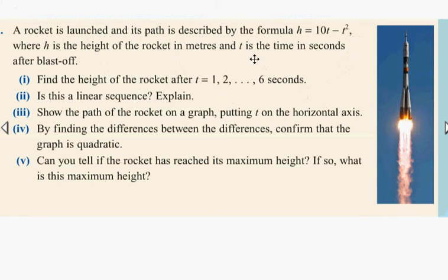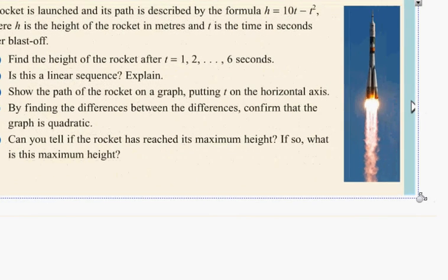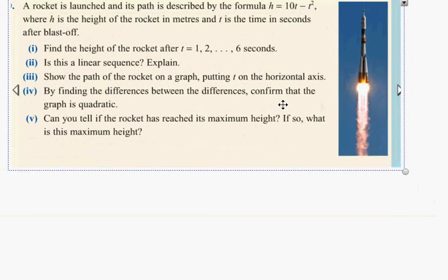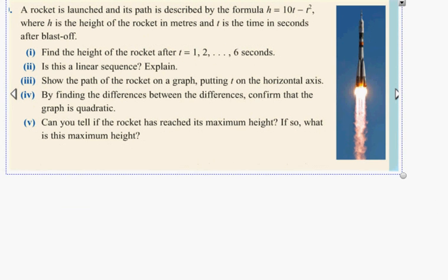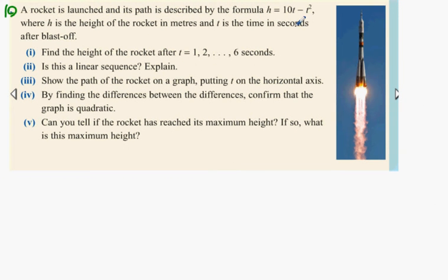Okay, finally, rocket ship. Now, a rocket is launched and its path, this is question 10, is described by the following formula, where h is the height of the rocket in meters, and t is the time in seconds after blast off. Find the height of the rocket after 1 second, 2 seconds, 6 seconds, right?